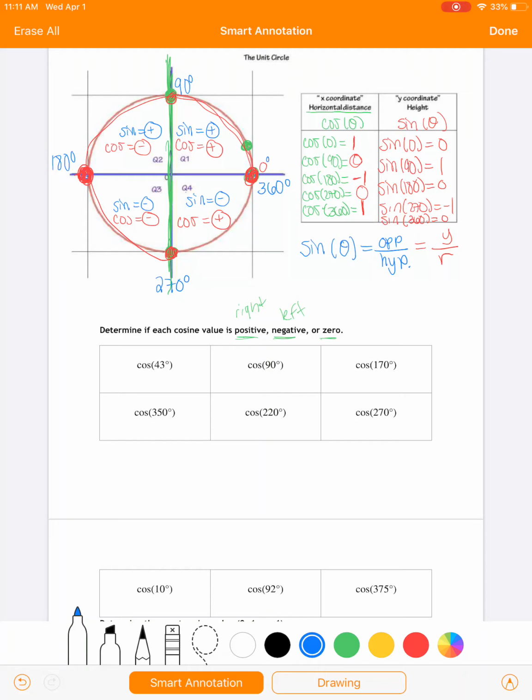Remember, it helps to draw. So I'll model one for you in case you need. So 43 degrees would be somewhere around here, right? And if I plotted a point right here, would that point be on the right side or on the left side? Well, it would be on the right side, so that means we're going to have a positive cosine value. Okay, so I want you to repeat for the other ones.